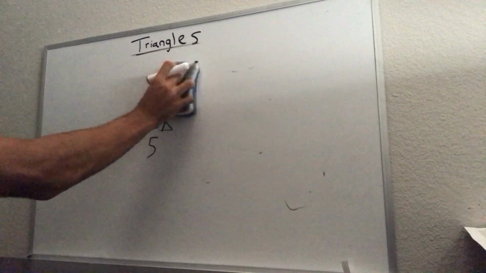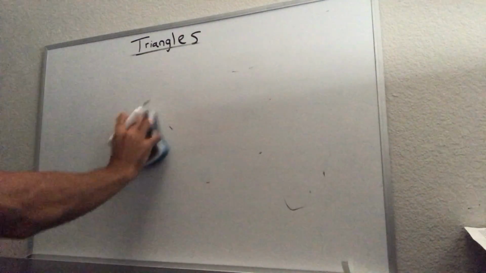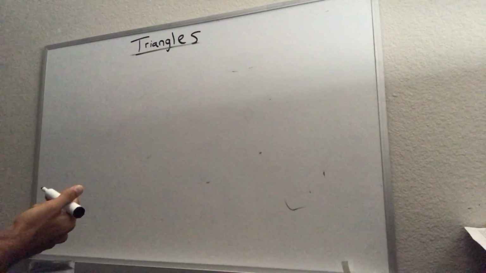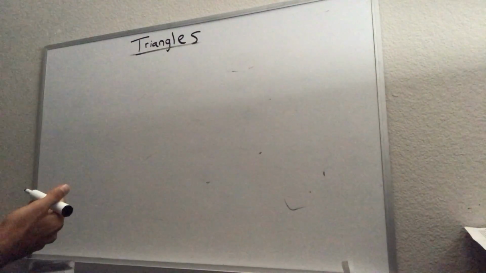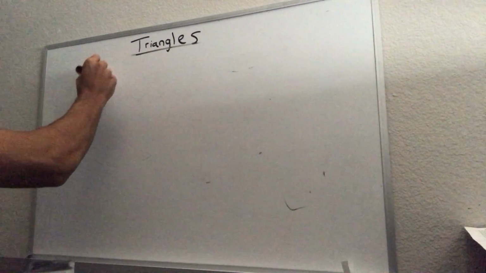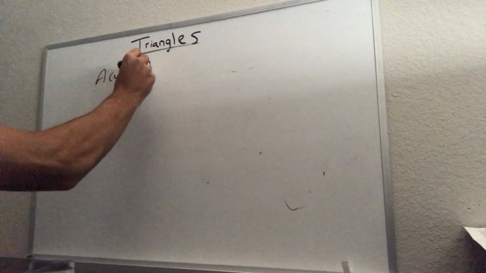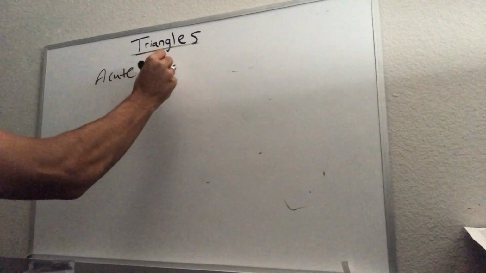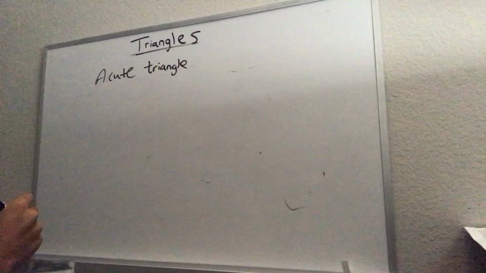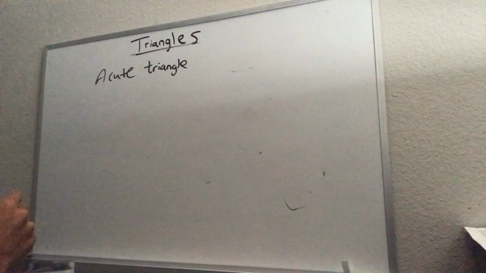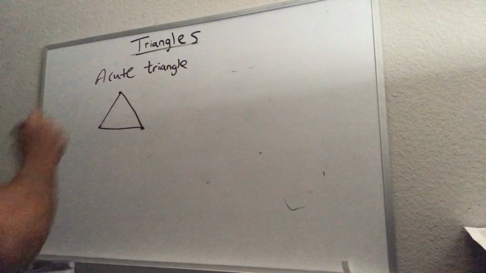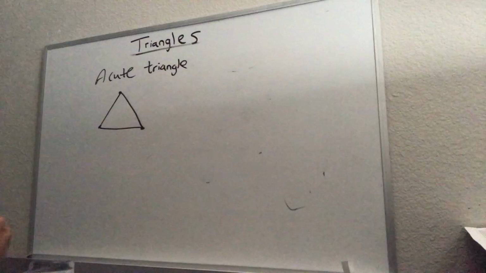So these are the special types of triangles. Now, there are also some classifications based off the angles that are within the triangle. So for instance, if you see an acute triangle, right? An acute triangle. So really this is the one where all angles are less than 90 degrees.